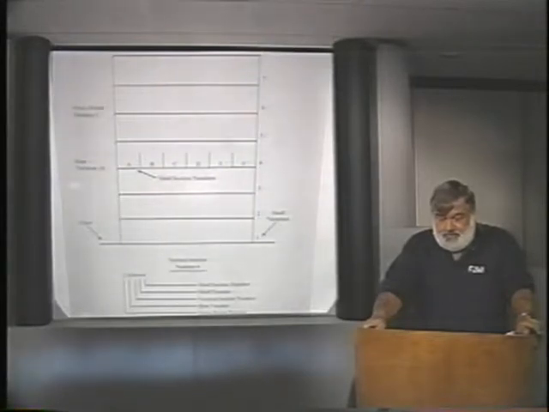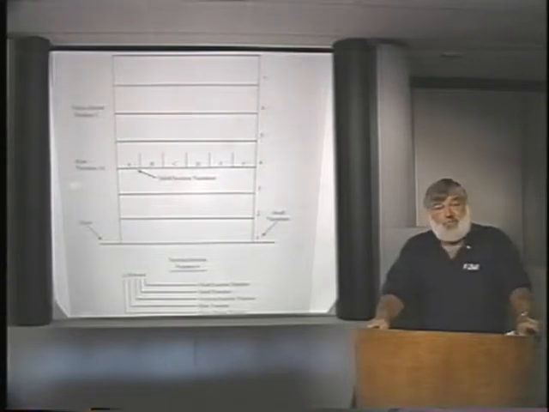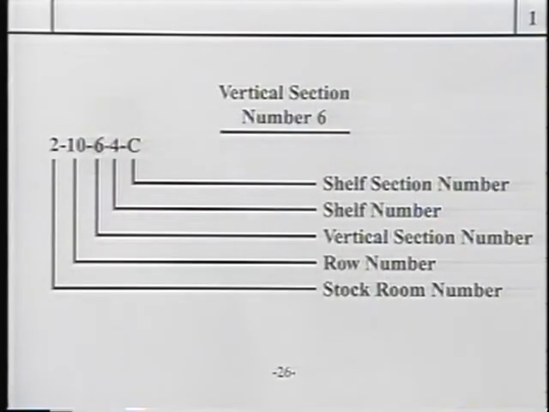If we continue down to the center of the data, which is below the bin layout, you'll notice there is a term vertical section number 6. So in this case, the data elements would read 2-10-6. That would get me to the right storeroom, 2. 10 gets me to the proper row, and 6 gets me to the proper vertical section.